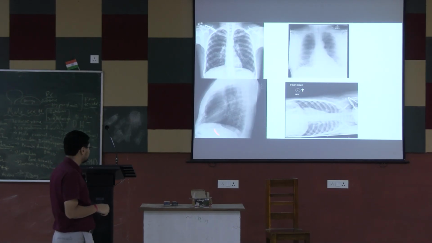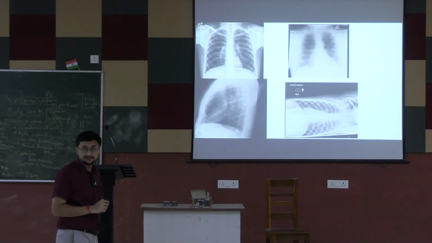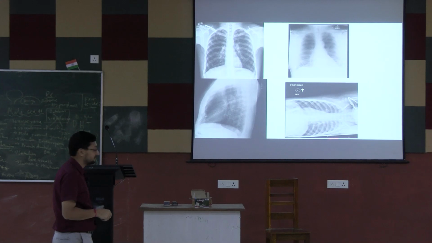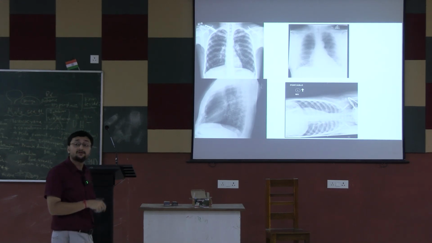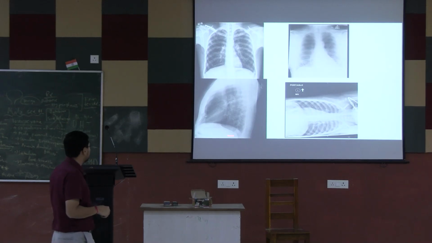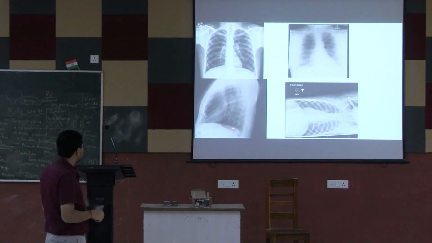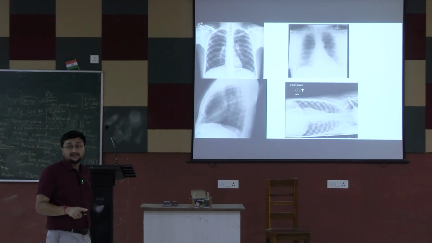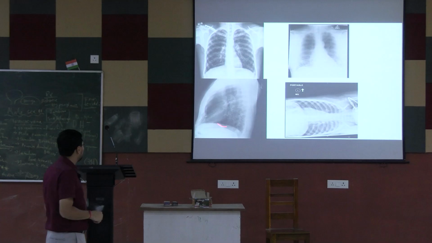So this is lateral, not lateral decubitus. This is lateral decubitus because this is the shadow of the bed. This is the shadow of the bed. This is lateral decubitus. This is lateral view. So in lateral view, this is the right diaphragm, and this is the left diaphragm. And the retrosternal and retrocardiac areas are visible. This is very important.